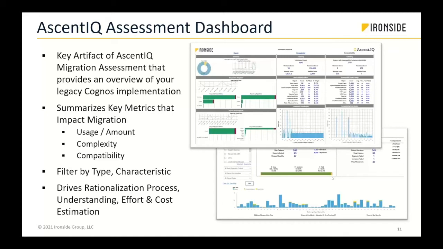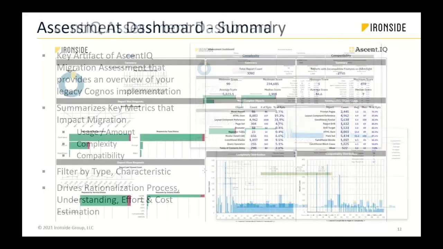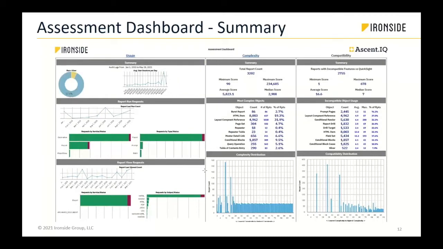Okay, so we'll do a little deep dive here into an example. So this is a closer look at what we call the dashboard summary page. We see our three key metrics here: usage, complexity, and compatibility. In usage, we see details about how the user community is leveraging the legacy environment, including run versus view, right? Again, saved output. What are the average user sessions over time, the different types of components leveraged, and what type of report outputs are generated.